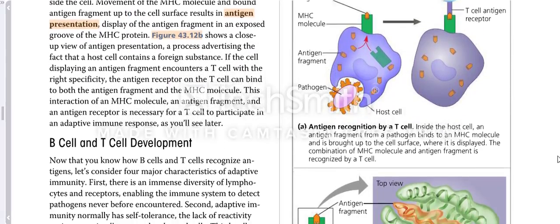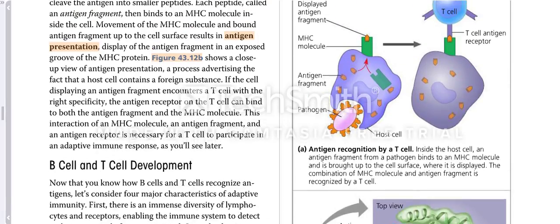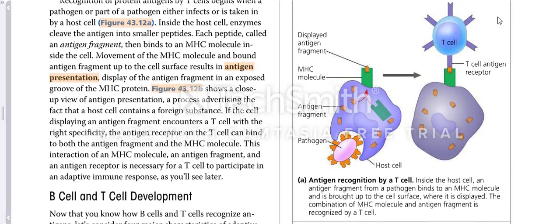Now, as the book moves on to talk about how T cells begin to recognize things, we move down here to figure 43.12, part A. We've got, like we said, a host cell that has been infected by a pathogen, and some molecule in the host cell has taken up particles from the pathogen. This MHC molecule is a major histocompatibility complex. It takes in a part of this pathogen and protrudes from the cell surface. The T cell antigen receptor comes and binds with this MHC molecule.